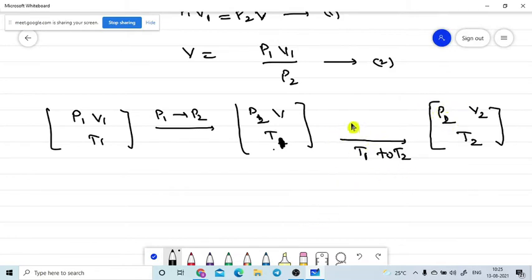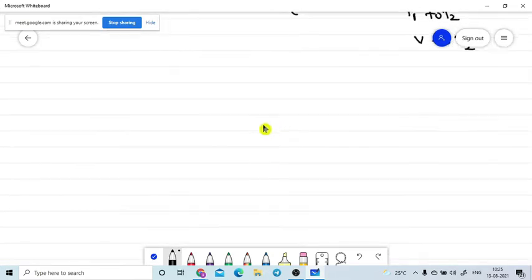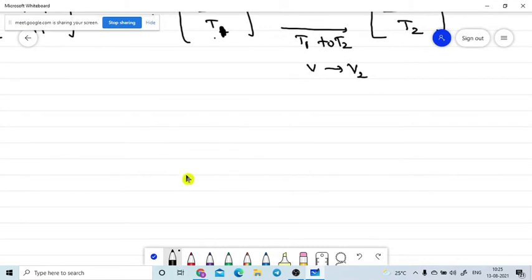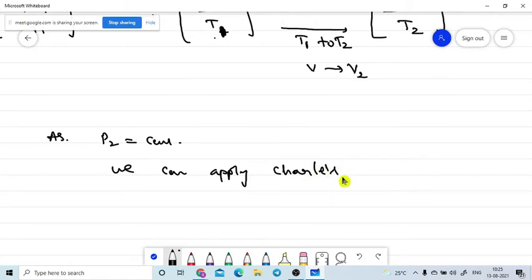So I converted the volume from V to V2, but the pressure P2 is kept constant. As the pressure is constant, can I apply Charles law? As P2 is constant, we can apply Charles law in this case.